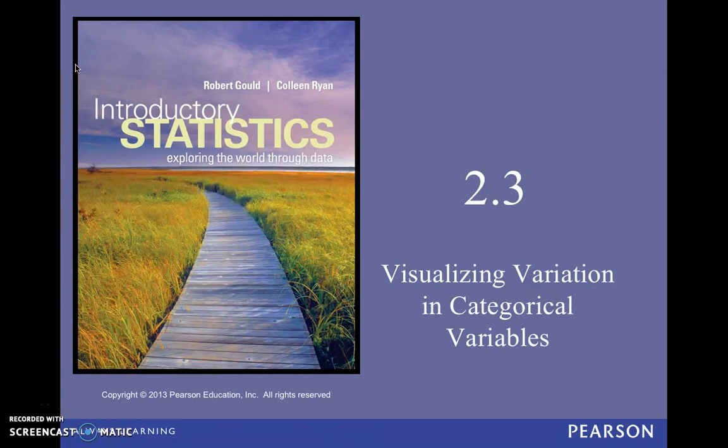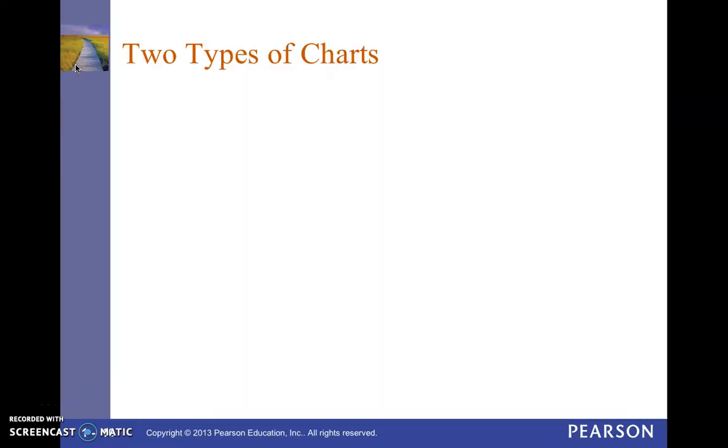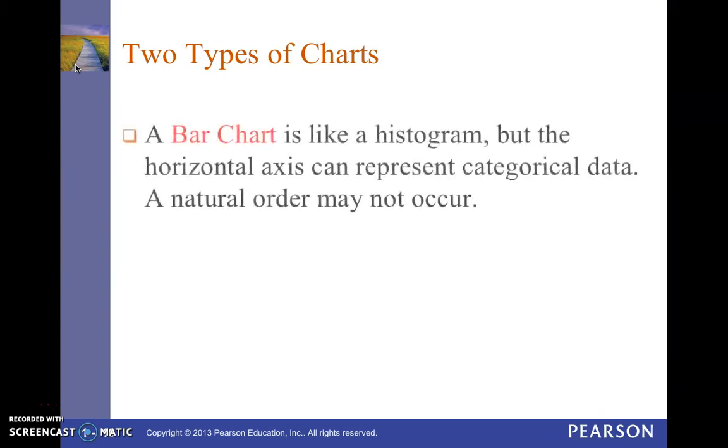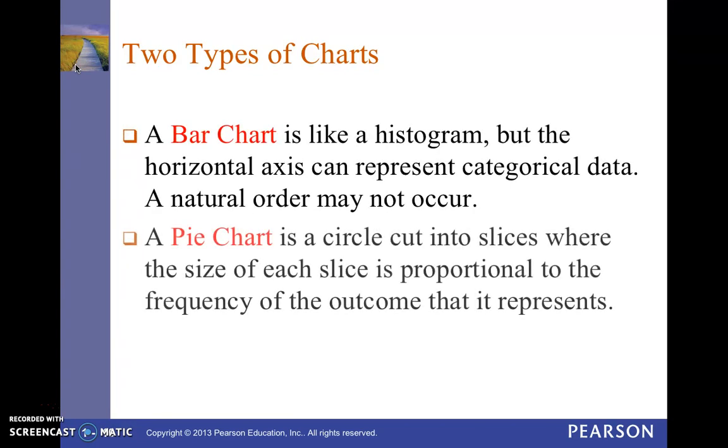Well, we really shouldn't be using the histogram and the stem and leaf plot, even though oftentimes people do. Instead, there are actually 2 types of charts that we ought to be using when we're dealing with categorical data. There's something called a bar chart. It looks like a histogram, but it's different. And then there is a pie chart, which definitely looks different from a histogram.